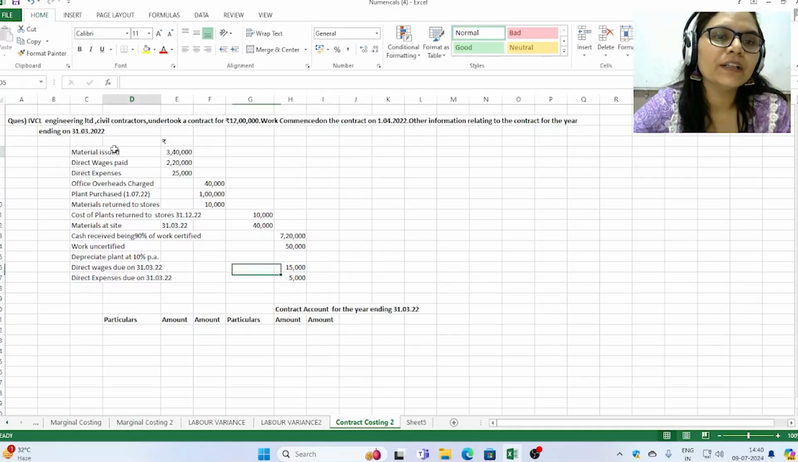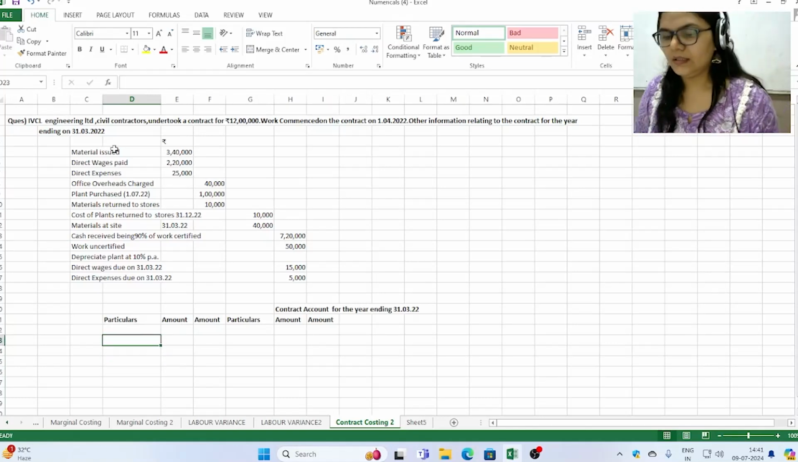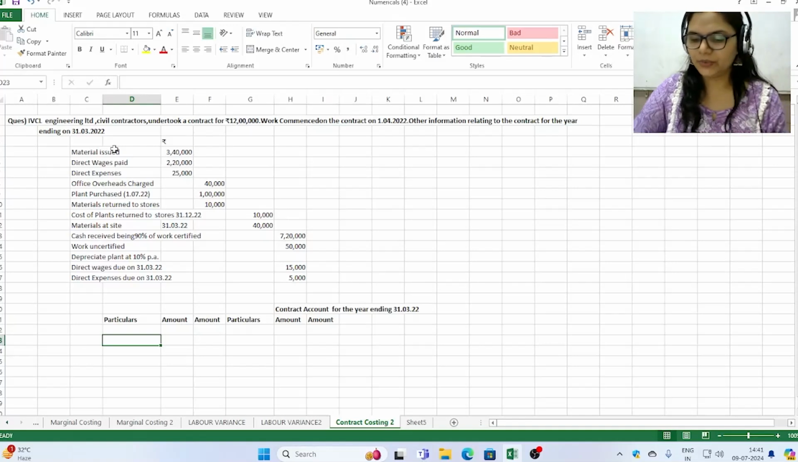We have material issued, direct wages paid, direct expenses, office overheads charged, plant purchased, material returned to store, cost of plants returned to store, material at site, cash received, work uncertified, depreciation of plant, direct wages, and direct expenses. Now, moving on with these things, let us solve this question.